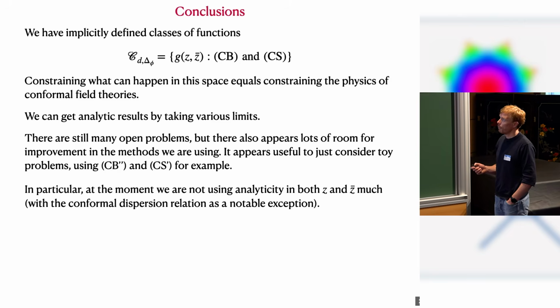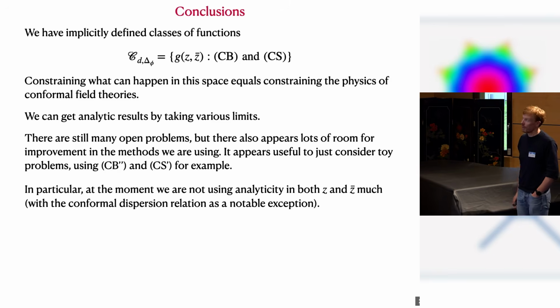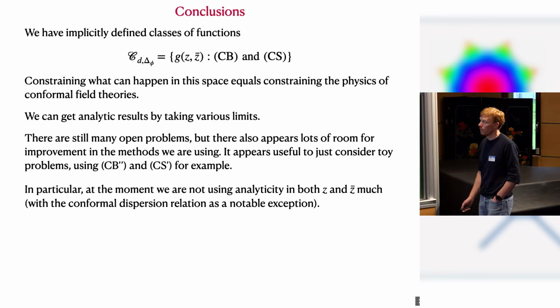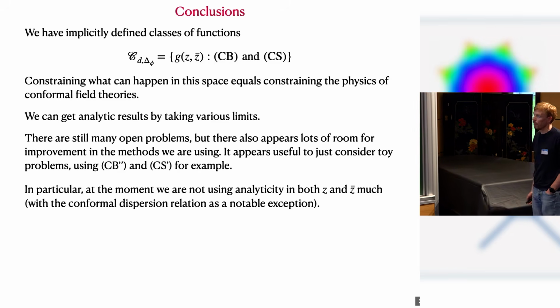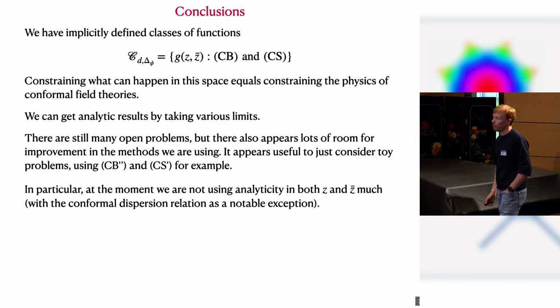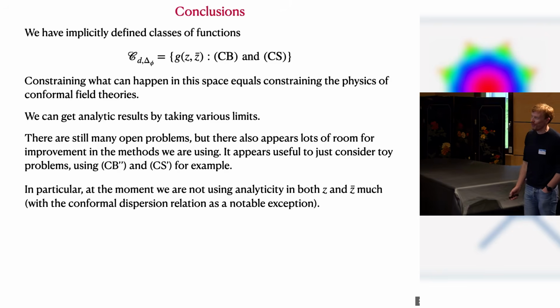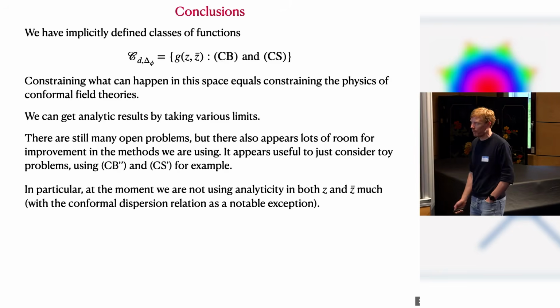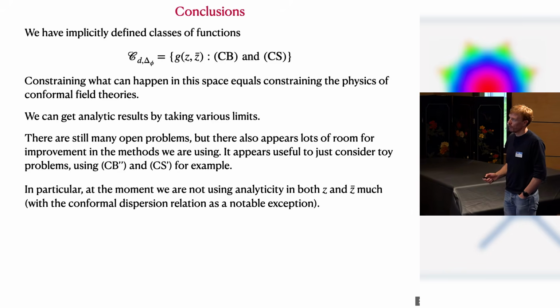And constraining what can happen in this space of functions is the same as constraining the physics of conformal field theory. So I think it's interesting. We can get some analytic results, mostly by taking various limits left and right. But there are obviously many open problems, and I feel like sometimes I'm a bit like an amateur trying to rediscover tools that people who know several complex variables know very well. So I think there's lots of room for improvements, especially in the methods we're using.